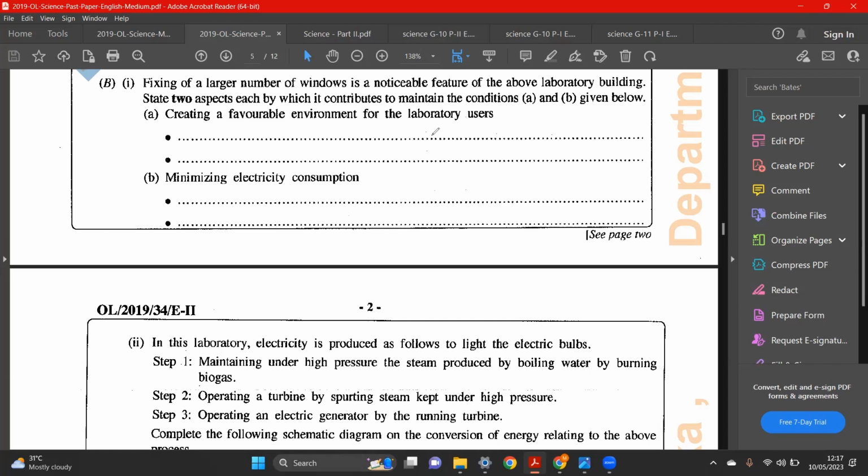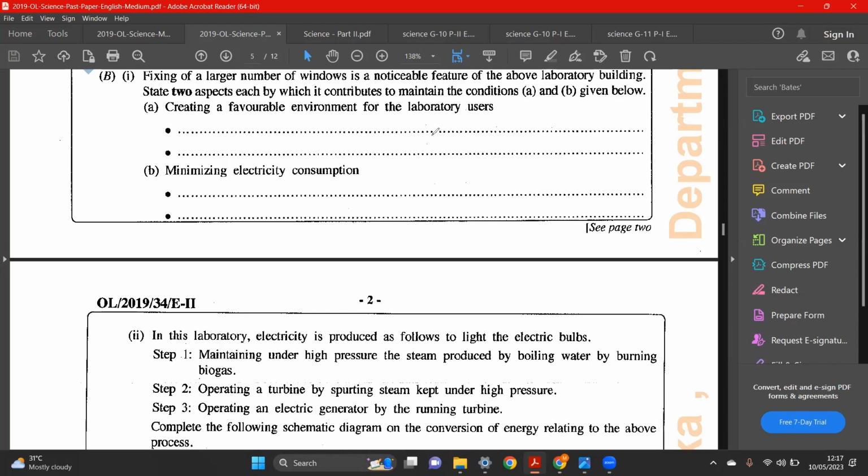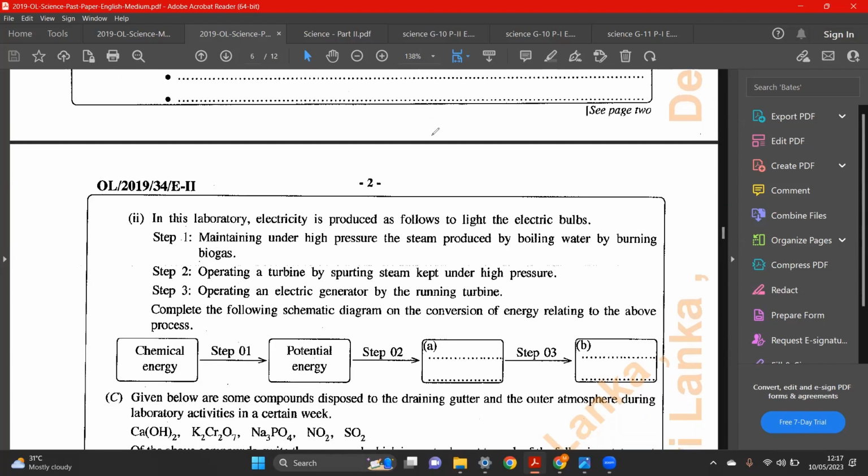And at the same time, if you talk about the electricity consumption angle, definitely if you have a large number of windows, you can reduce the usage of electricity bulbs. You can reduce the usage of fans, air conditioners, and things like that. So that way you can reduce the electricity consumption as well.